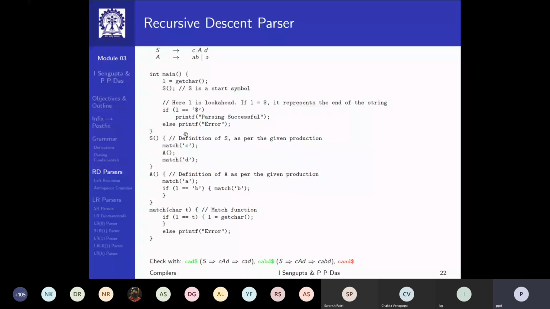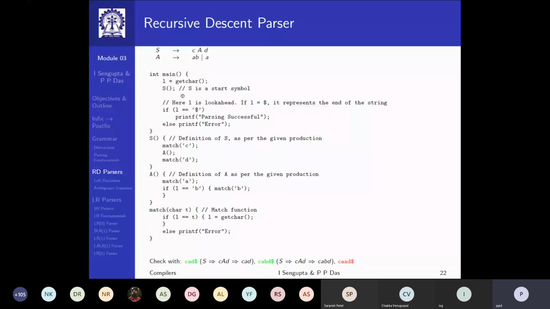Now, what does the function look like? S is a function corresponding to the start non-terminal S. What is S? S is CAD. So what do you expect? If this is in the leftmost derivation, as S is replaced by CAD, certainly you know that the symbol in the input, which is L, must be C. If it is not C, you have an error immediately.